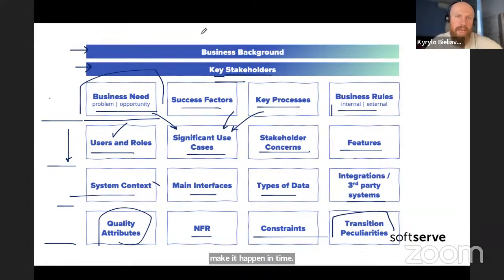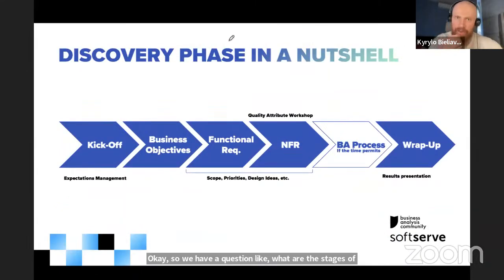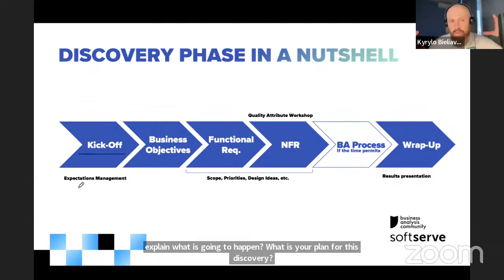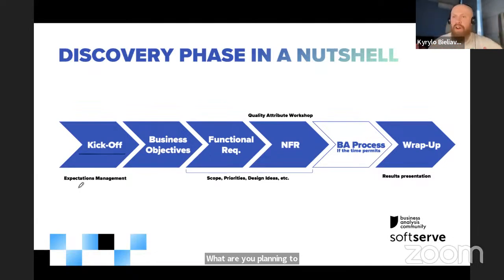Okay, so we had a question: what are the stages of the discovery phase? It's basically very simple. In a nutshell, you have a kickoff, where you have expectation management. You meet with all the stakeholders, you explain what is going to happen, what your plan for this discovery is, and what you are planning to achieve at the end. You align with everyone on the client end and on your team end to start.